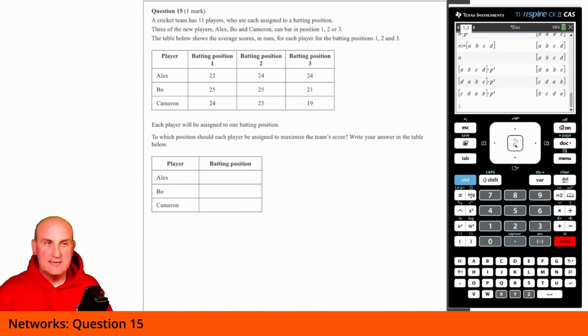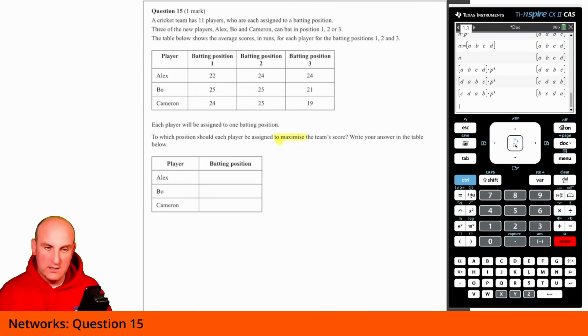A cricket team has 11 players in a batting position. All right, 3 of the new players, Alex, Bo and Cameron, can bat in positions 1, 2 or 3. The table below shows the average scores in runs. Now, the trick to this question was everyone thinks, oh, it's a Hungarian algorithm because it's set out like a Hungarian algorithm. But the trick to the question was here, it wanted to maximize the team score. So in which case, it was actually a lot easier than it looked.